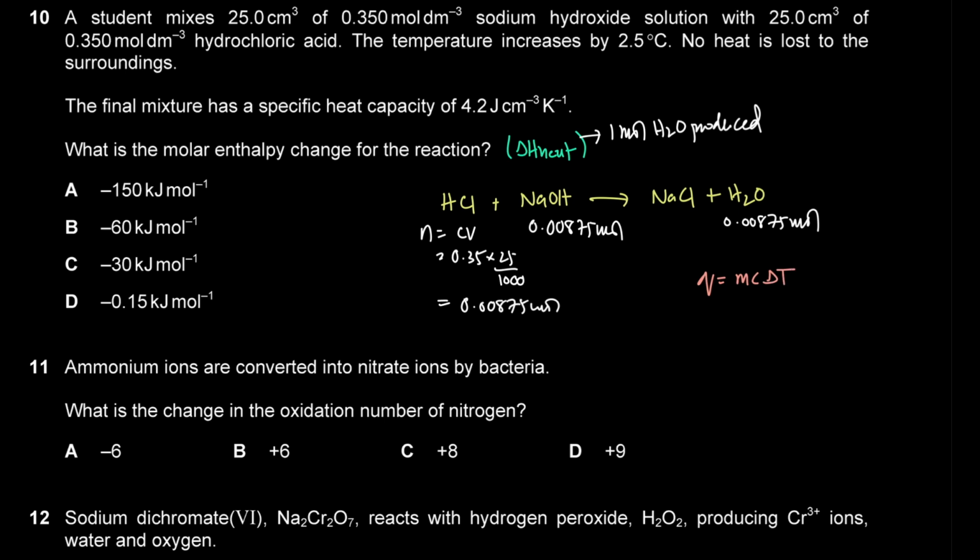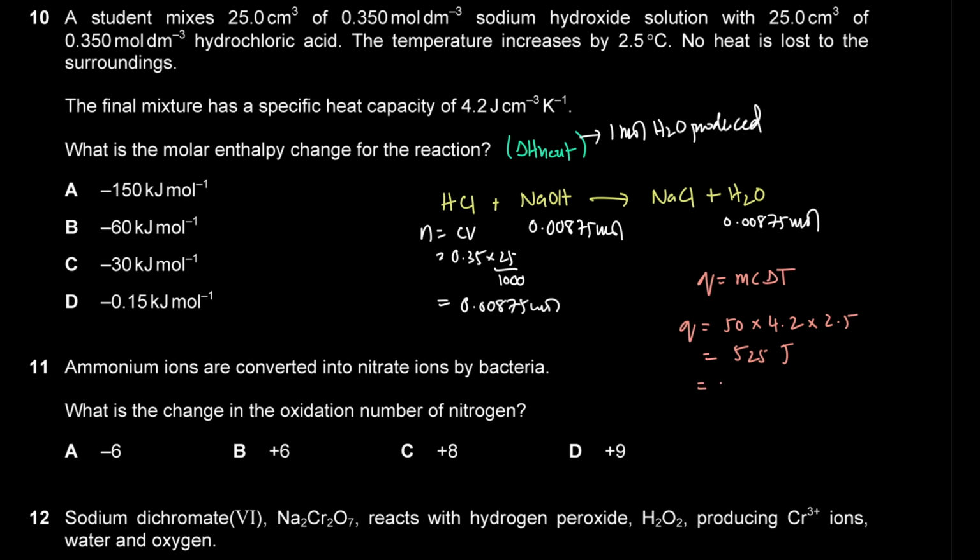We can do that by using the formula Q is equal to mc delta T, right? The mass of water is just 50 grams because we're mixing two 25 cm cube solutions, right? Remember that water has a density of 1 gram per cm cube, so the volume in cm cube is the mass in grams. So that's 50 grams of water. The specific heat capacity is 4.2 and the change in temperature is 2.5. So we get Q as 525 joules.